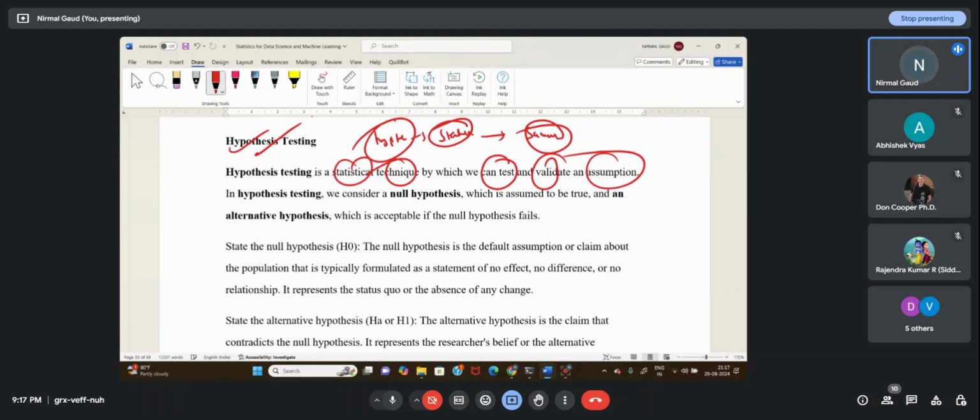Okay, so you want to validate this assumption. This statement is an assumed statement: the condition of women is not good in your city.